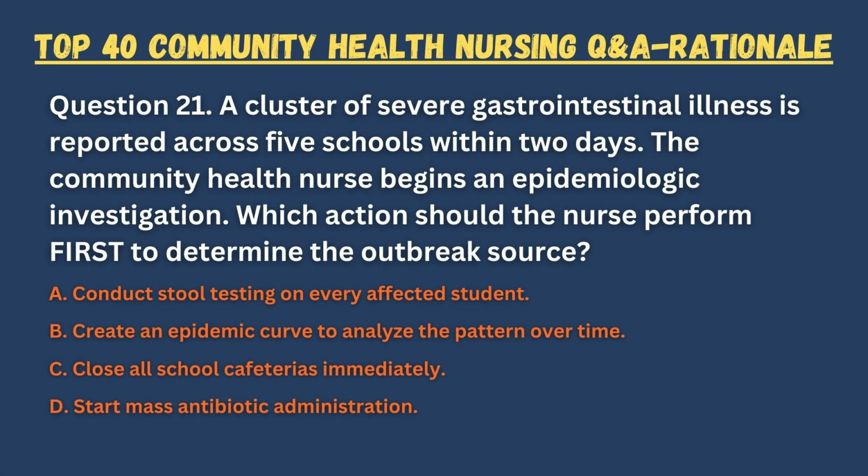Question 21. A cluster of severe gastrointestinal illness is reported across 5 schools within 2 days. The community health nurse begins an epidemiologic investigation. Which action should the nurse perform first to determine the outbreak source? A. Conduct stool testing on every affected student. B. Create an epidemic curve to analyze the pattern over time. C. Close all school cafeterias immediately. D. Start mass antibiotic administration.